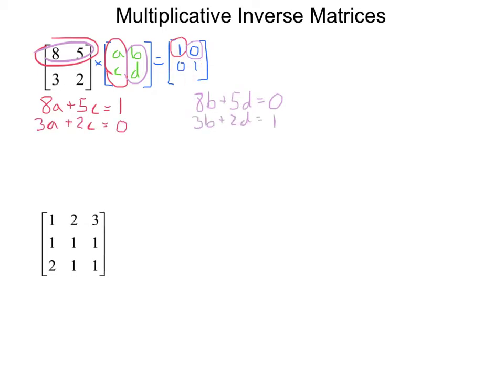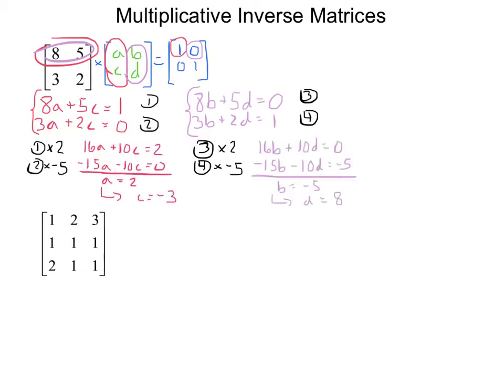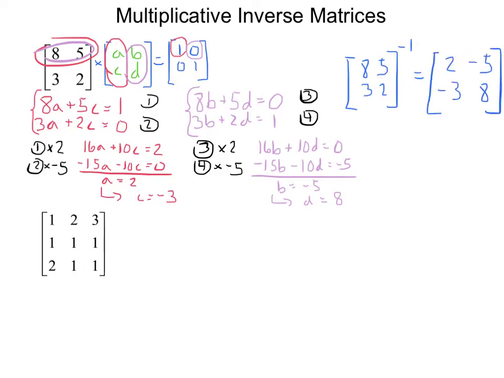So I'm left with 4 equations, 4 unknowns, A, B, C, and D, but they chunk themselves rather nicely. AC is over here, BD is over there. So I solve with elimination. So I solve for all the individual entries A, B, C, and D. Now let's combine that back up top. The inverse matrix of this 8, 5, 3, 2 is this guy over here. And we got the work to back that up now.